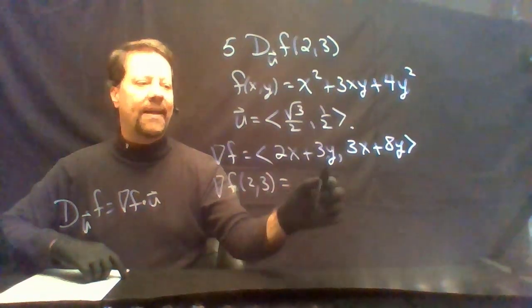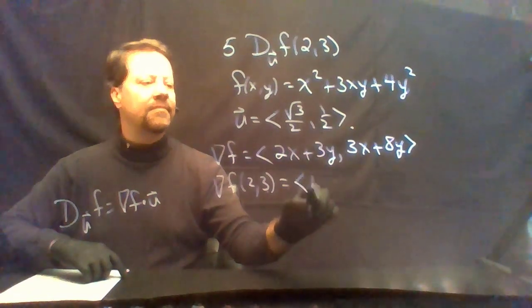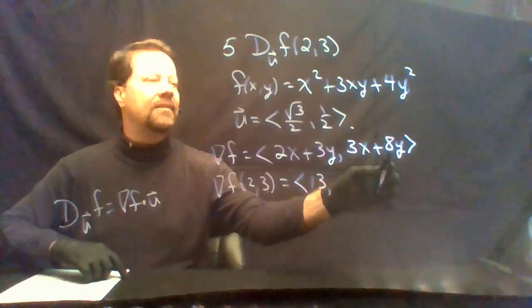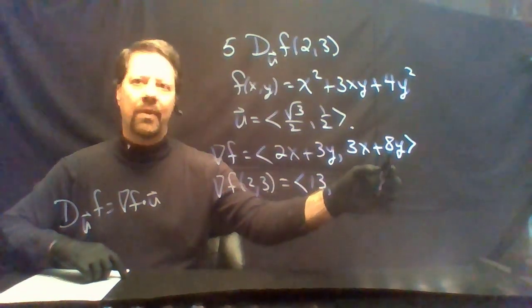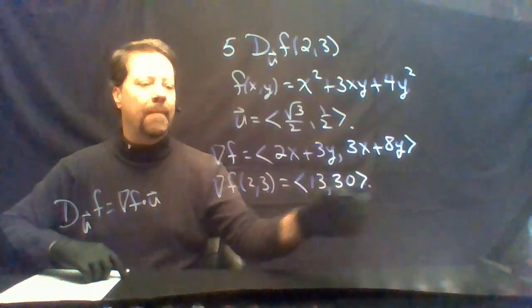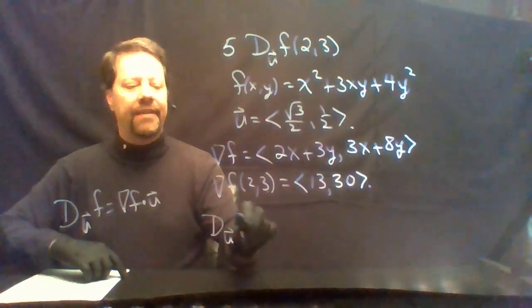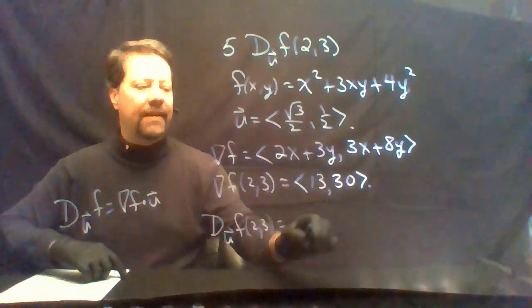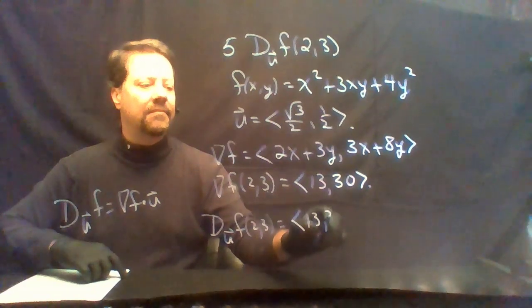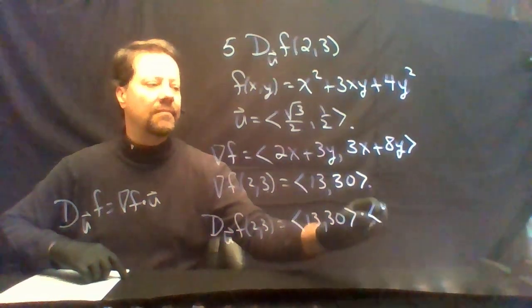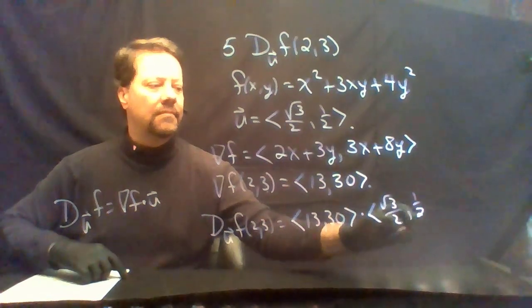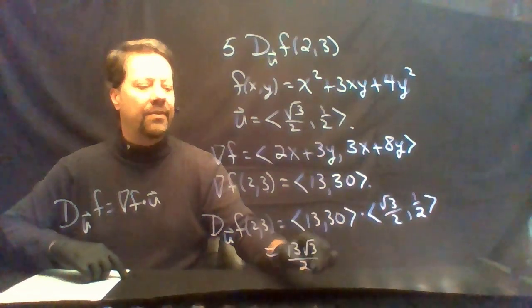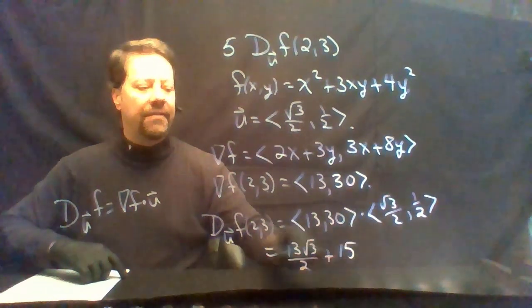When x is 2 and y is 3, we'll have 4 plus 9. And then when x is 2, we have 6. Y is 3, 24. 24 and 6 is 30. The directional derivative then, evaluated at (2, 3), is the gradient dotted with the unit vector. We have 13 root 3 over 2 plus 15.